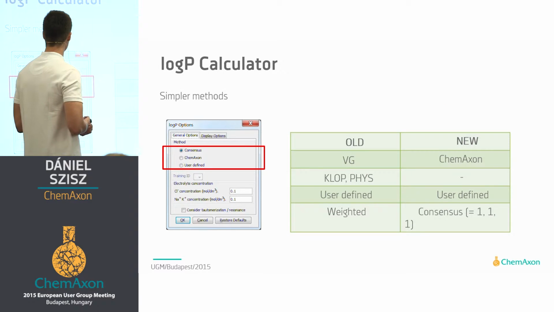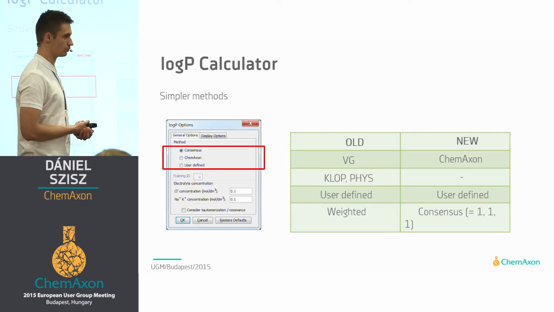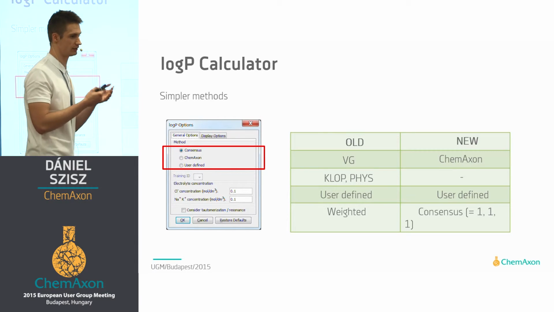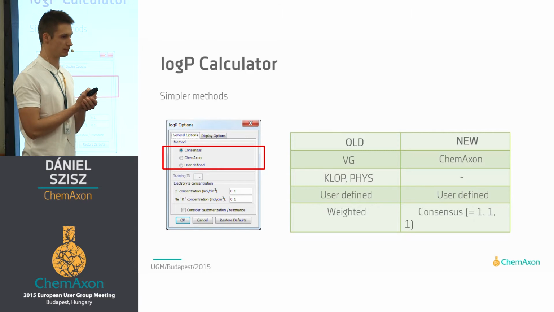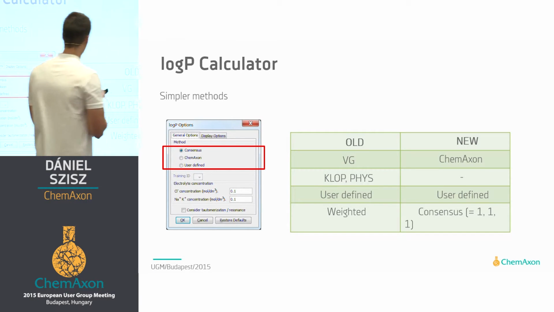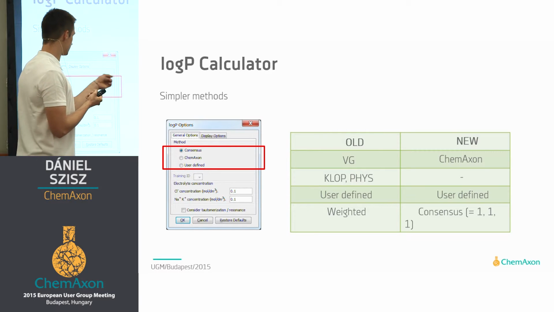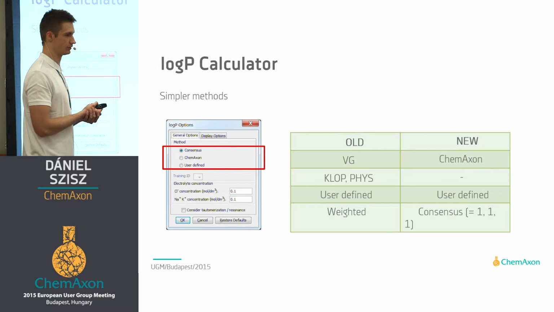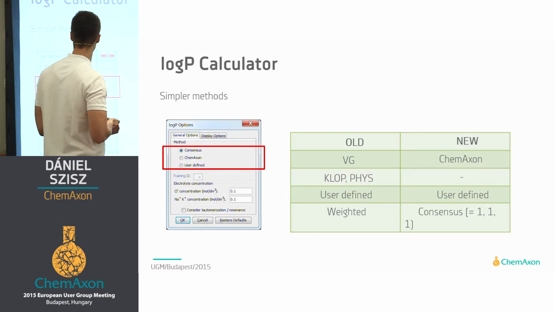The next change, or smaller development, was that we modified the logP calculator methods. We wanted to simplify the logP prediction methods which were earlier available in the plugin. You can see a correspondence table between the older and the current available logP calculation methods.